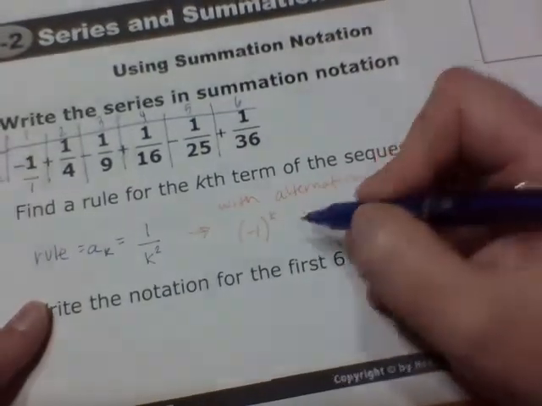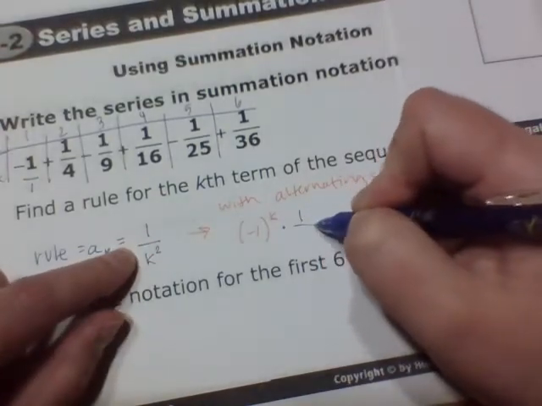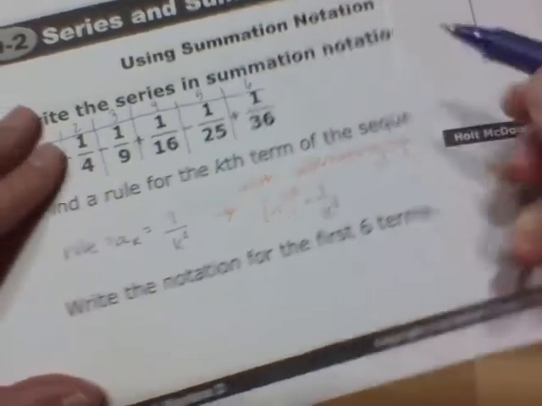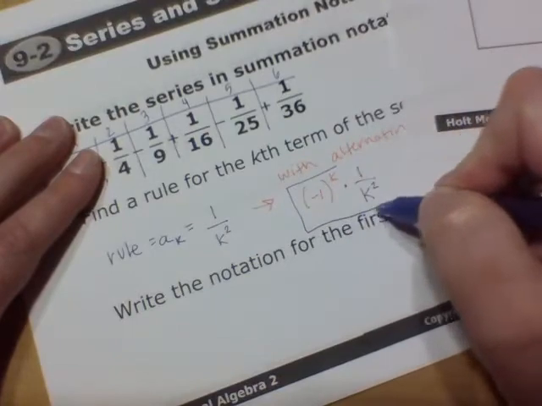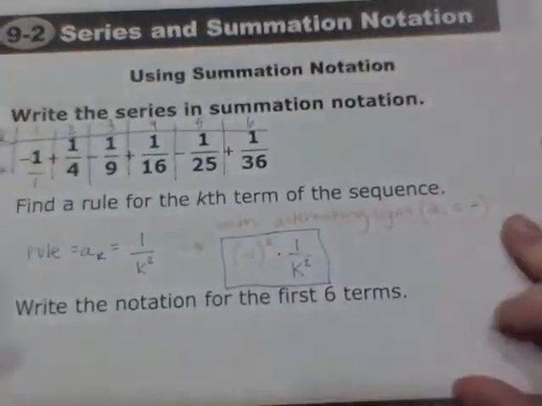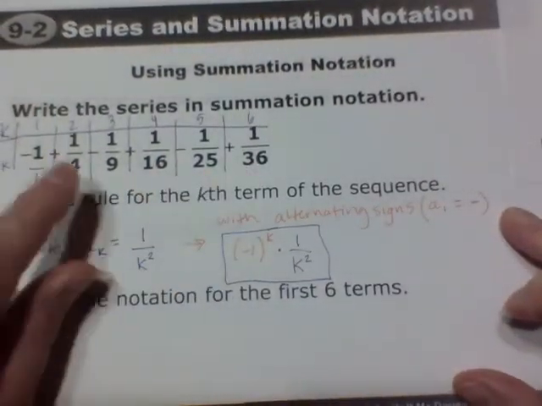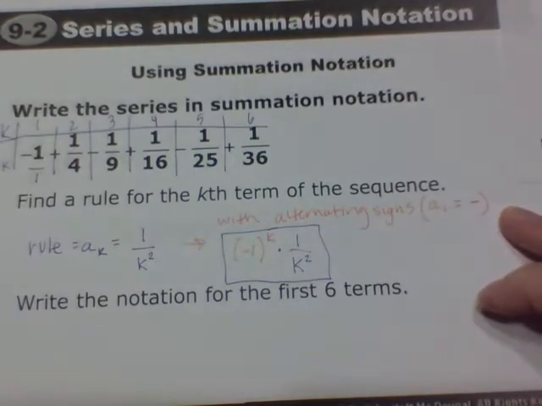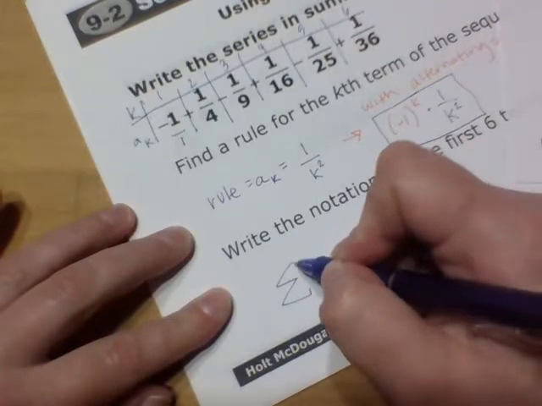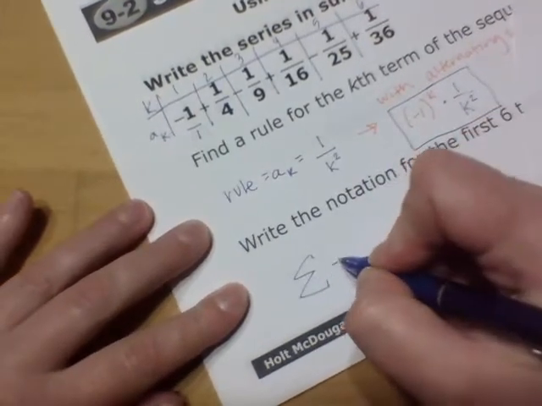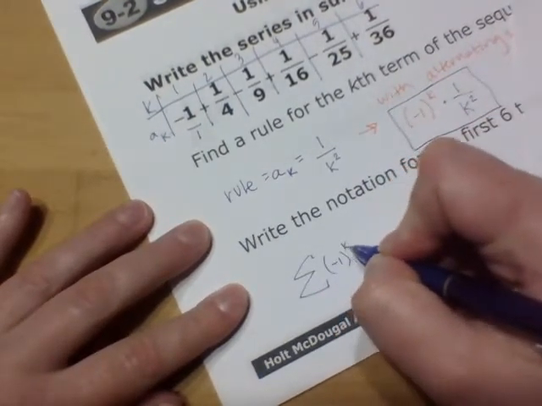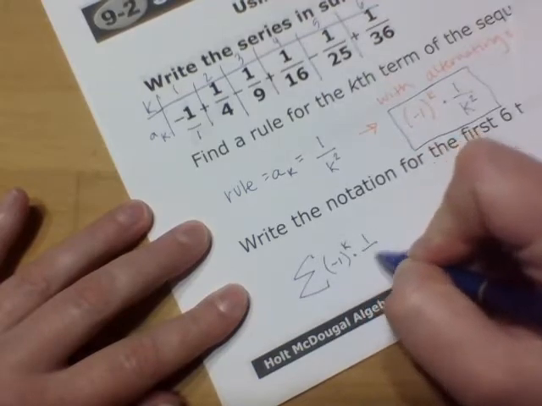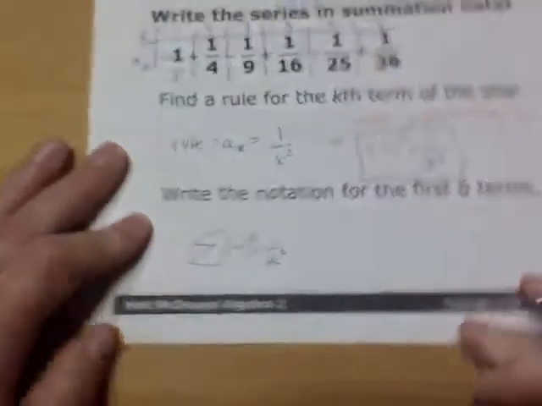And then that is going to be multiplied by the original idea of 1 over k squared. So this is the entire rule to get each of these terms being negative then positive. All right, so that is what we're going to put in our summation notation as the rule right here. So we're going to put -1 to the k, and then we'll multiply by 1 over k squared.